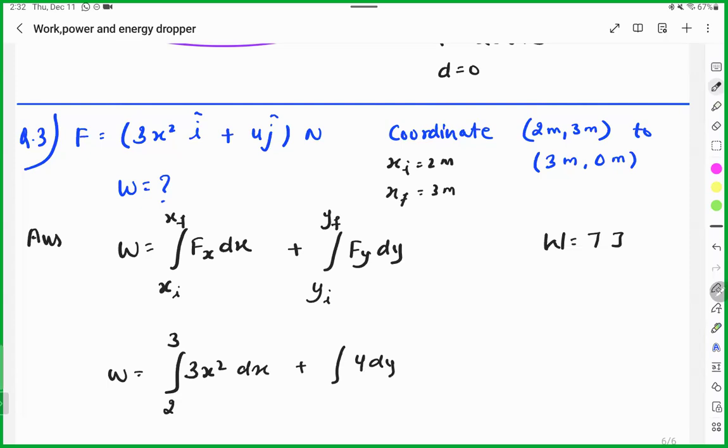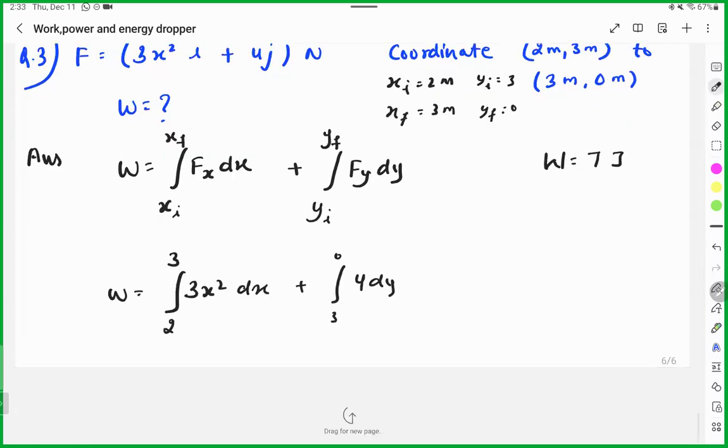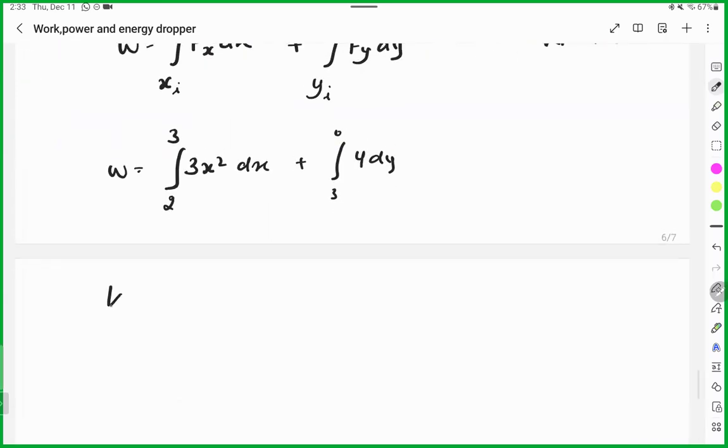What is the initial value? 3 meter. And what is the final value? y final is 0. 3 to 0. Okay, now you have to do integration. What is the integration of 3x square? 3x cube by 3, so 3 will be cancelled out, from 2 to 3. Plus, what is the integration of 4? 4y from 3 to 0.